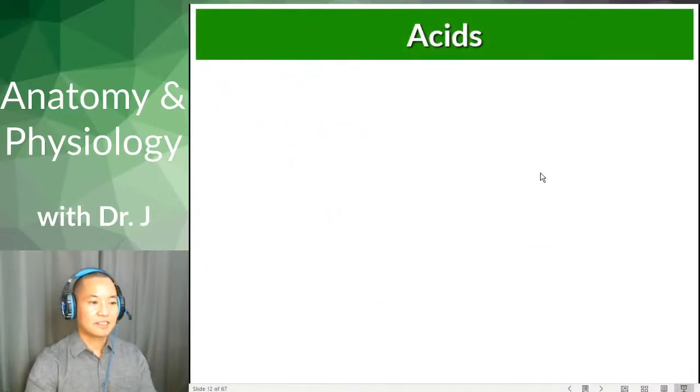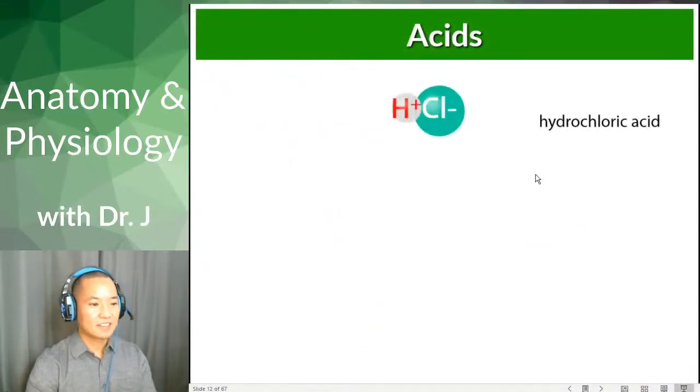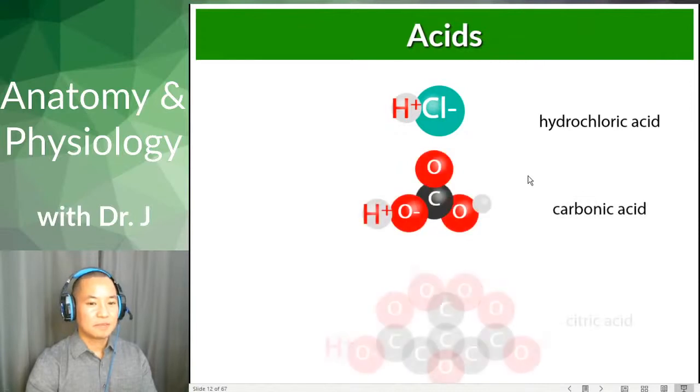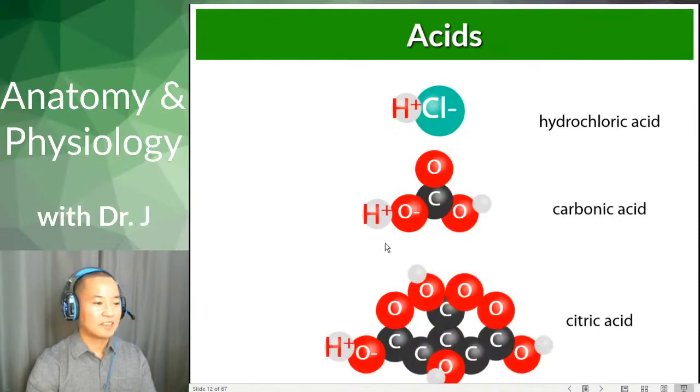Now, why did I bring this up? Let's talk about acids. Here I'm going to show you three types of acids, and what do they all have in common? Notice that they all have hydrogen ion atoms on here. But right now, even though I show a positive sign and negative sign here, they're bound to their original molecule.